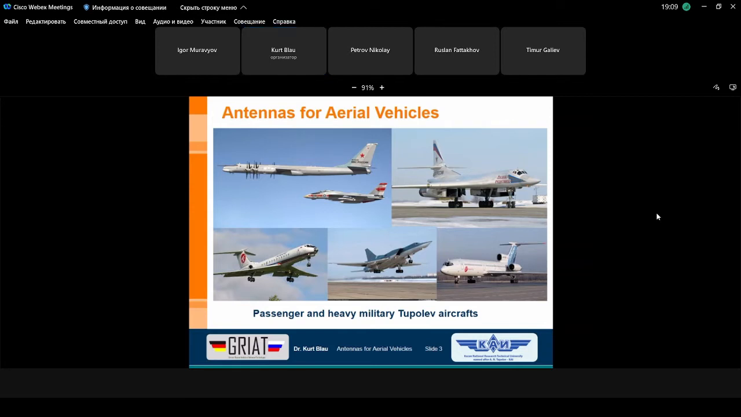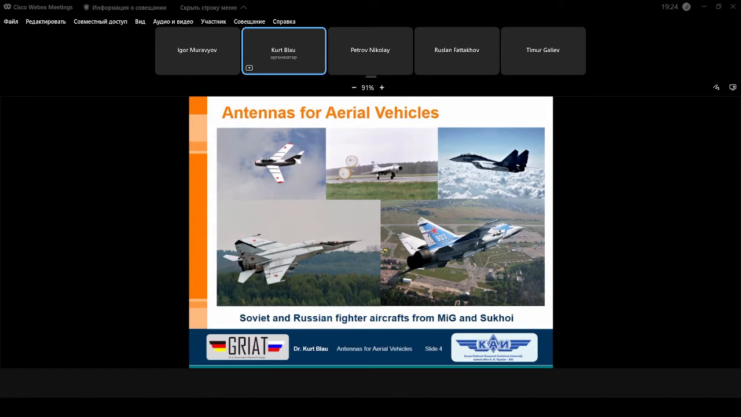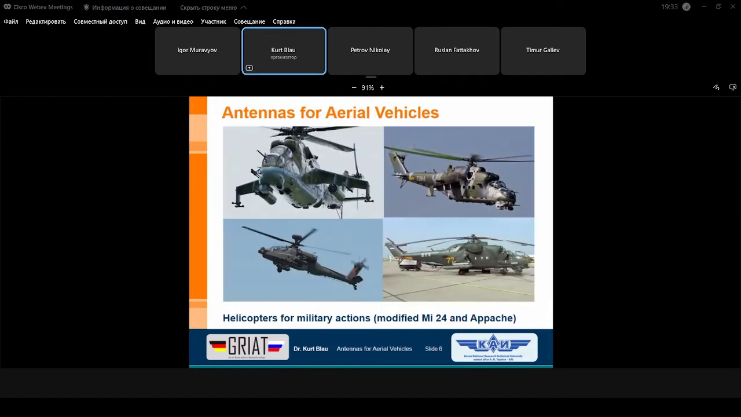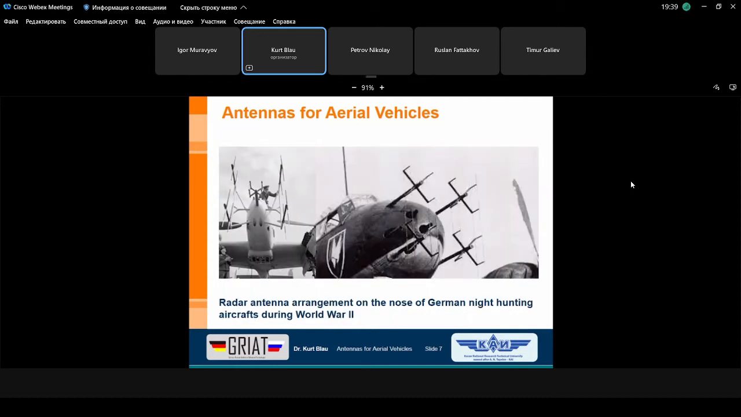I try to explain very shortly which types of aircraft carry antennas. You can see passenger aircraft, military aircraft, so-called drones for military purposes, but drones also for civilian purposes. Then helicopters for military and civilian applications. And this was a look in history where, let's say, the first special high frequency antennas were developed for, for instance, radar purposes.